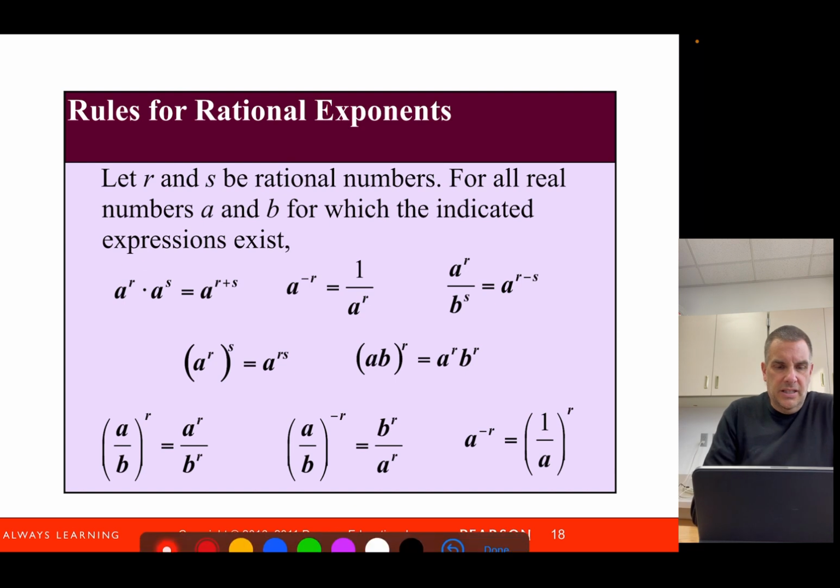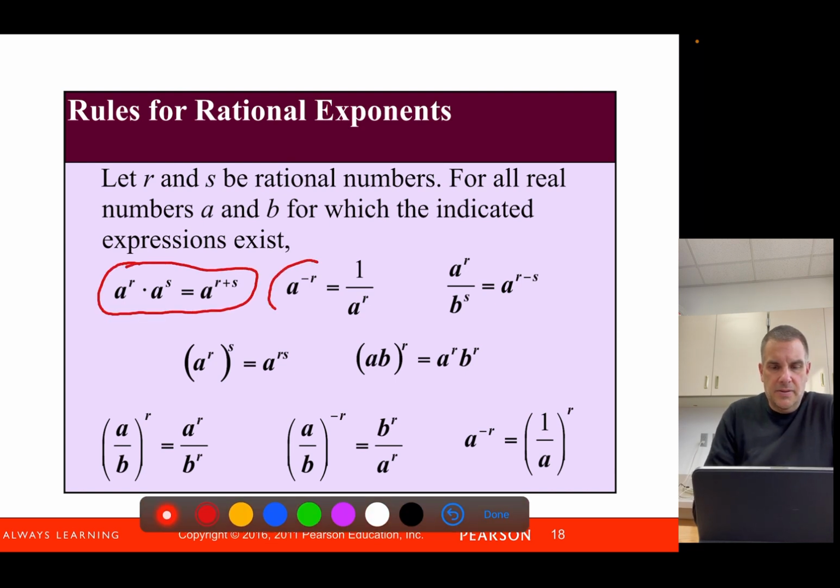The second rule is what happens if you have a negative exponent. So you have a to the negative r. If you have a to the negative r, that's the same thing as 1 over a to the r. So you just move it from the numerator to the denominator. Okay? Simple and easy enough. When you divide, when you take a to the r divided by a to the s, that should say a to the s, not b to the s. They have to have the same base. So a to the r divided by a to the s, you subtract exponents. So that's equal to a to the r minus s.